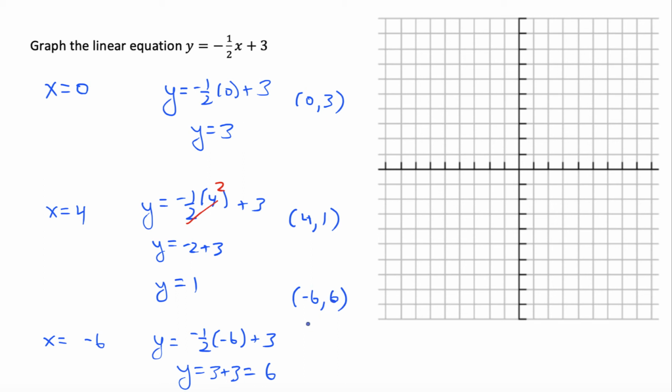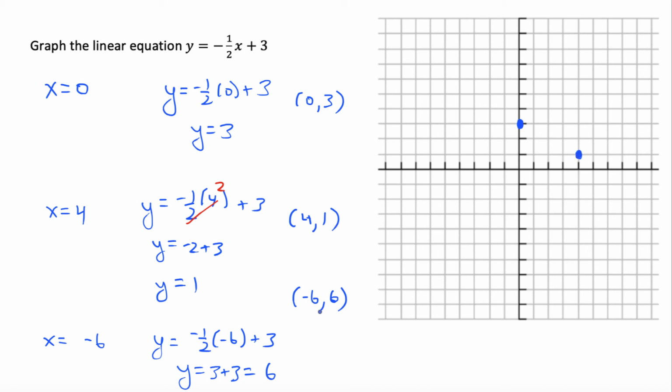Of course, there's other points that we can pick, but these are just the 3 that we have picked here. So now let's plot these. When x is 0, y is 3. So we always start from the origin. When x is 0, that means we're going to stay put, but we're going to go up 3 units. So that is that point, 0, 3. For 4, 1, that means we're going to go to the right 4 units and go up 1 unit.